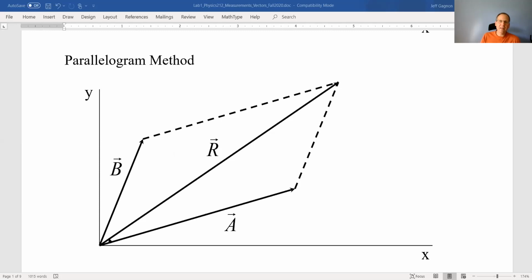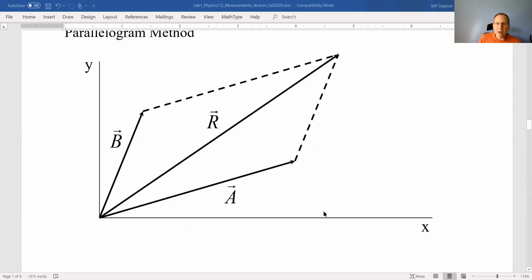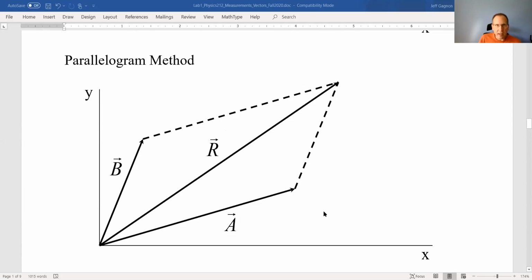But notice I could start also with B, and then this is basically A, add tip to tail, and I also get R. So the nice thing about the parallelogram is you can see that the order in which you add vectors doesn't matter, right? A plus B is the same as B plus A. You get the same resultant vector, okay? All right, now, so that's if you're adding two vectors together. You can either use the triangle method or the parallelogram method.